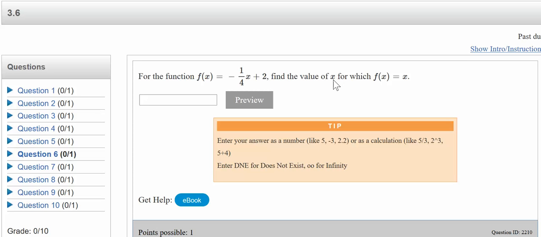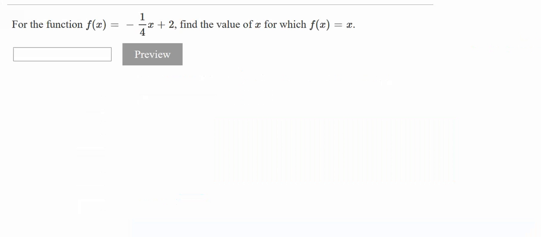Find the value of x for which f of x is equal to x. What in the world does this mean? We'll talk about it. All right, so let me send it into another little window here so I can actually do the work here, and let's talk about this.